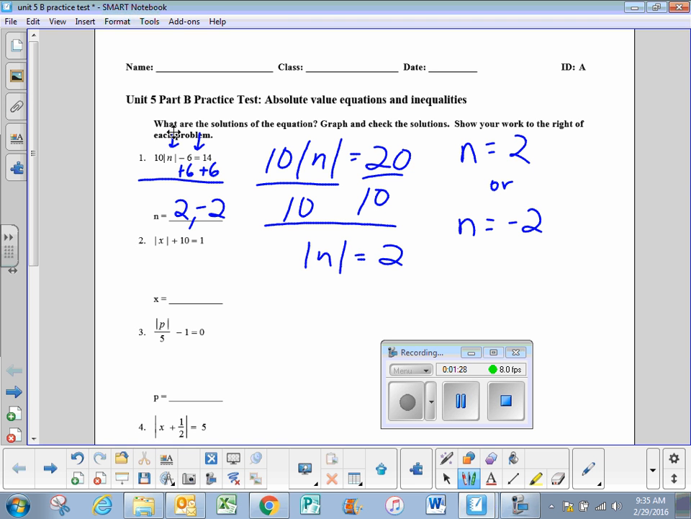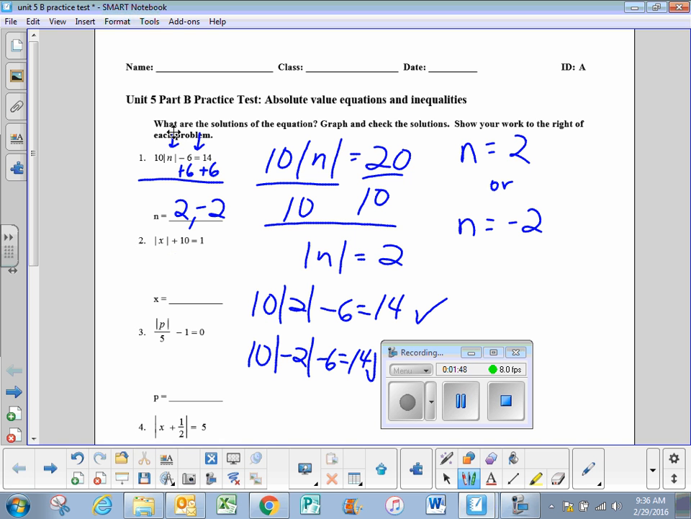Well, I could check: is 10 times the absolute value of 2 minus 6 equal to 14? Yes, 20 minus 6 is 14. Is 10 times the absolute value of -2 minus 6 equal to 14? And the answer is yes. The absolute value of -2 is 2, times 10 is 20 minus 6 is 14.